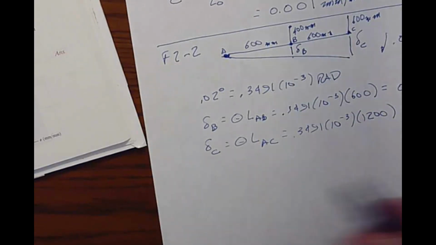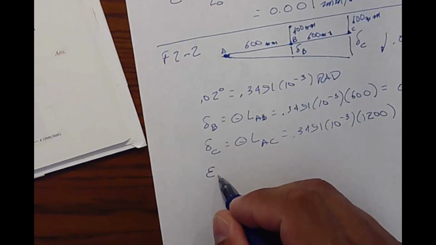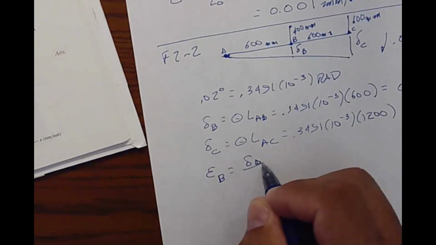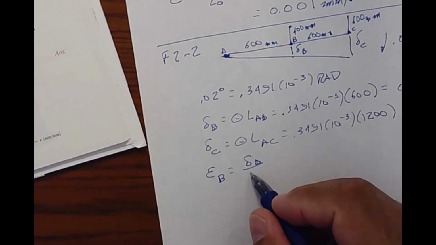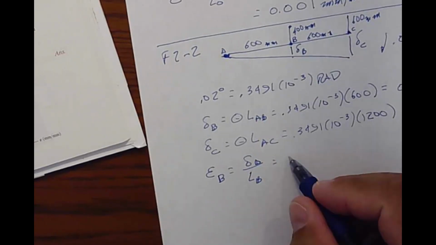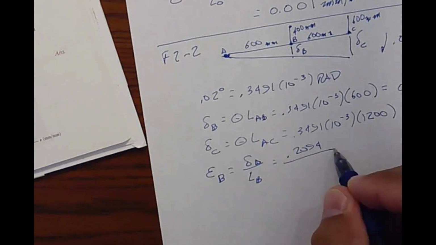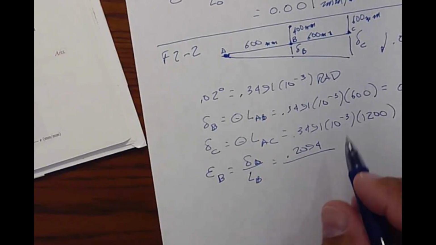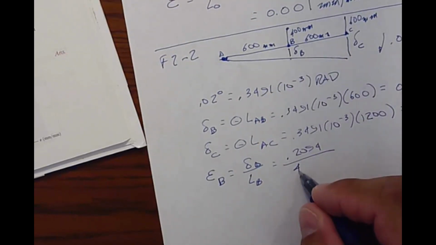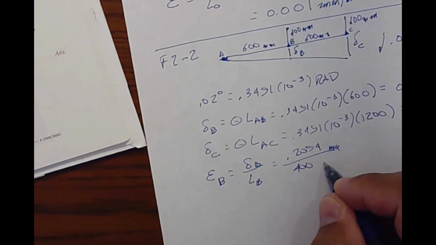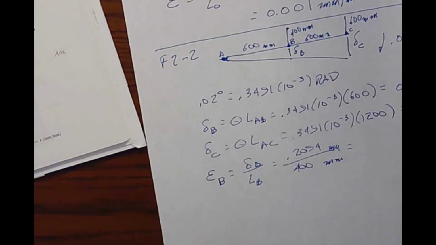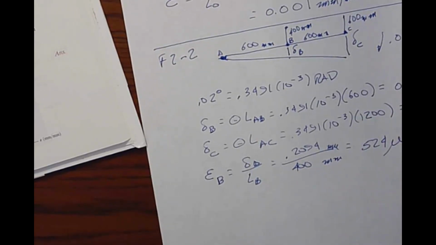All right, so now I'm going to calculate strain. So strain at B is just delta B over LB, and that's equal to 0.2094 over, we're going to get a really tiny number here, right? Remember, this is 400 millimeters. So this is all millimeters over millimeters. And that comes out to 0.524 times 10 to the minus third, or 524 microstrains. Right? So we carried a few extra digits up in here, and when we finished up, we kept the 3.